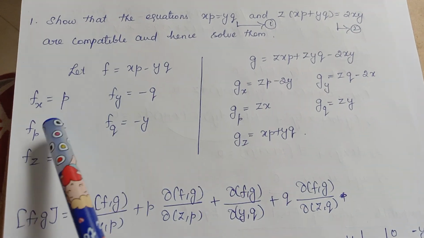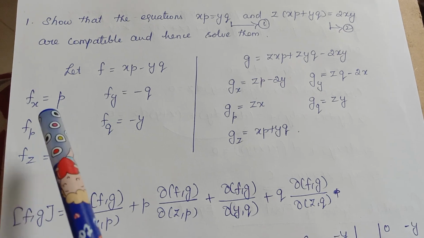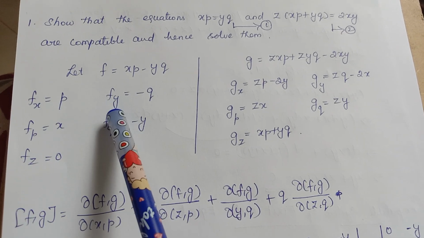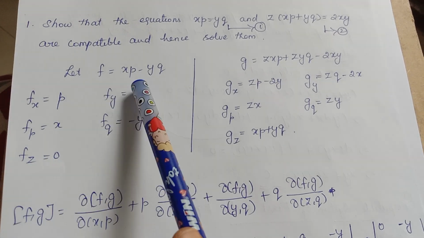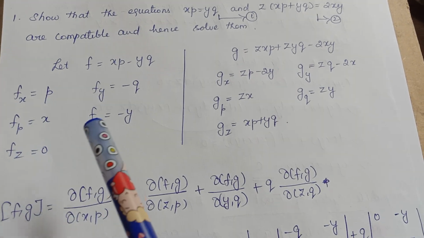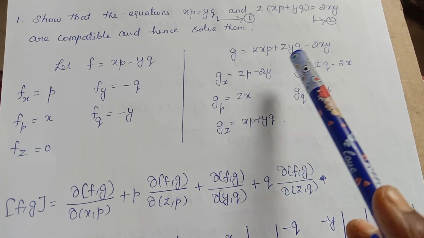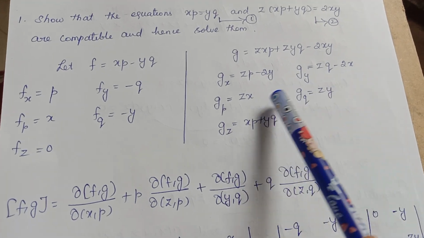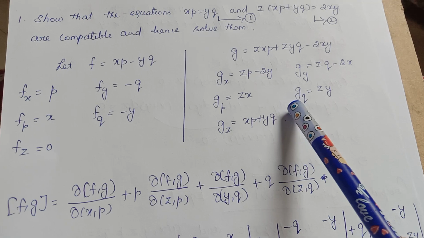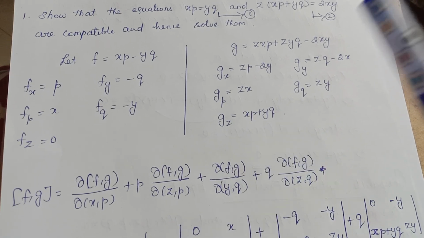Find all its derivatives, that is, derivative with respect to x, y, p, q, z. So fx equal to p, fy equal to minus q, fp equal to x, fq equal to minus y, and fz equal to 0. Similarly for g: gx equal to zp minus 2y, gy equal to zq minus 2x, gp equal to zx, gq equal to zy, and gz equal to xp plus yq.